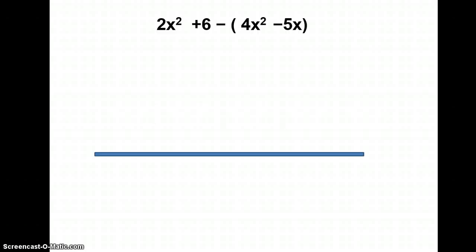So let's start. So this next one is, let me just read it off. It's 2x squared plus 6 minus, now the parentheses is going to be important in these next few examples, parentheses 4x squared minus 5x. Now we're going to go over just what this parentheses means and maybe going over a little bit of Algebra 1, that distributive property that we learned. There is a negative outside.